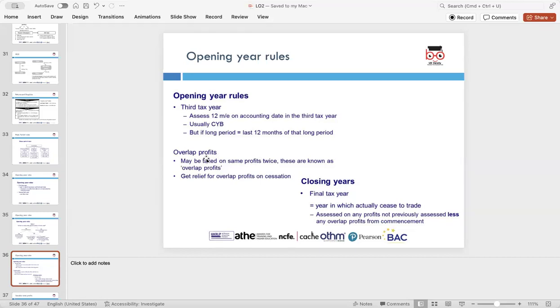These are profits that may be taxed twice due to the way profits are assessed during the opening years and closing years rules. So basically, understanding these rules helps businesses navigate their tax obligations accurately, ensuring they pay the correct amount of tax and receive relief for their overlap profit when they cease trading. It is essential to manage these aspects effectively to avoid any tax discrepancies.